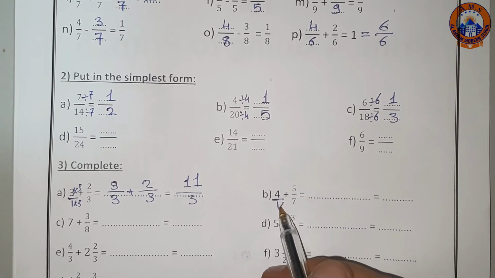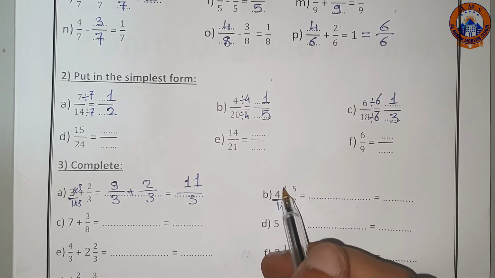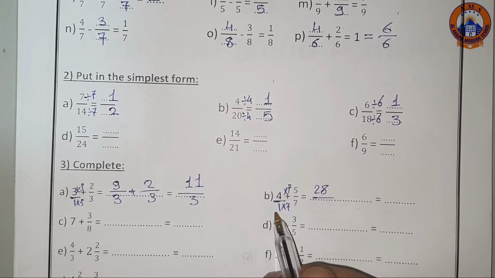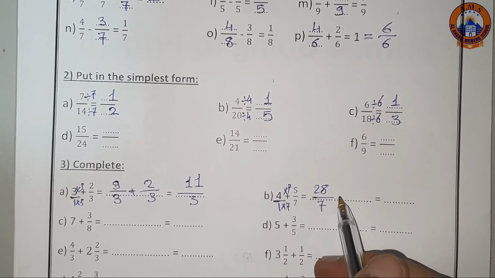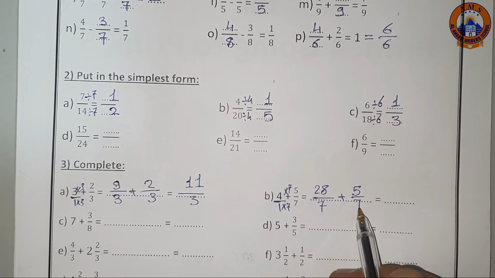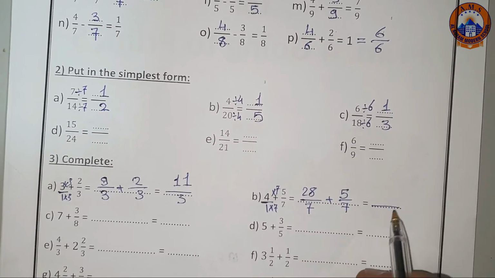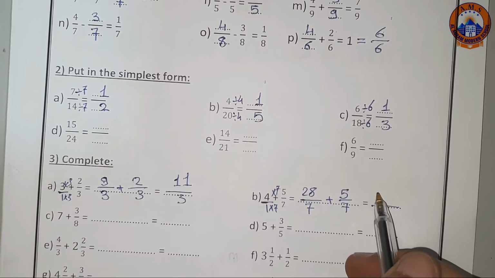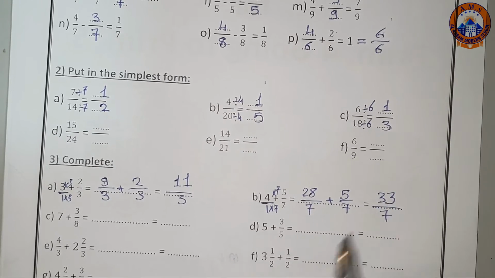To make it 7, I will multiply by 7 down and by 7 up. So 4 by 7 is 28, 1 by 7 is 7, plus 5 over 7. Both of the two fractions contain the denominator 7, so it's 28 plus 5, which equals 33.